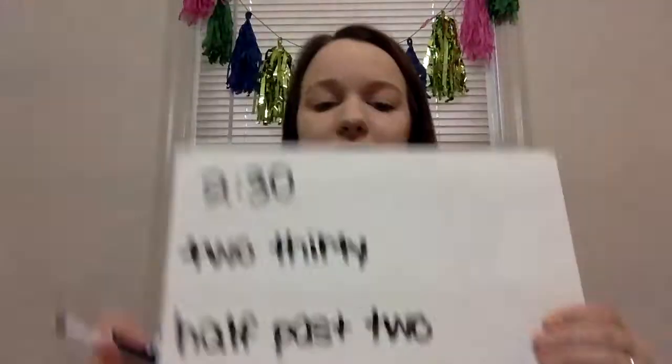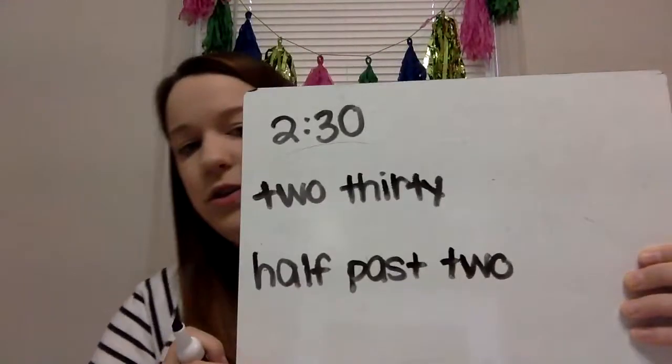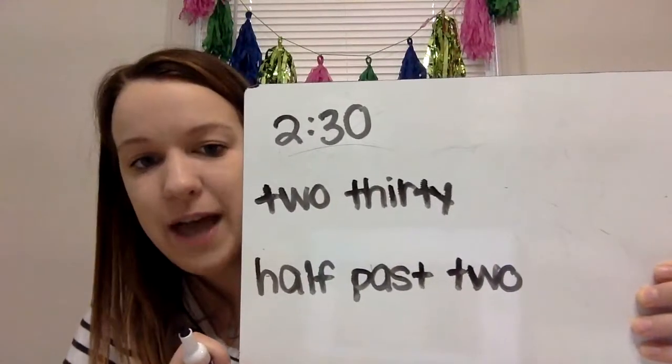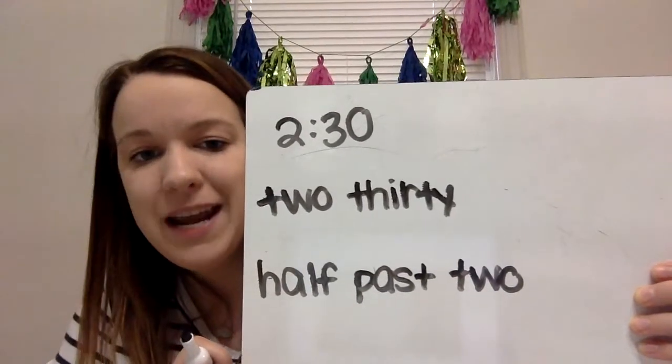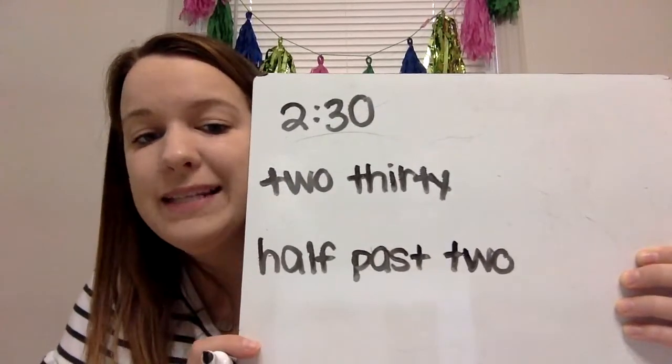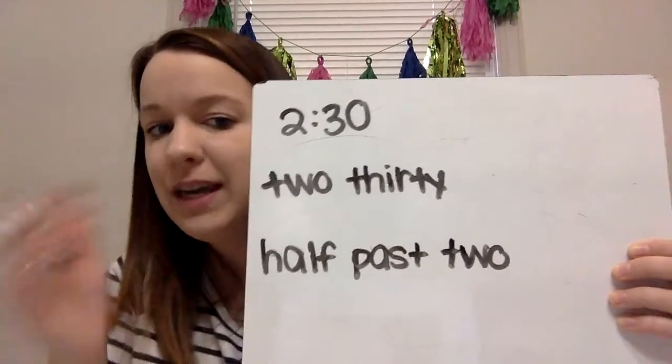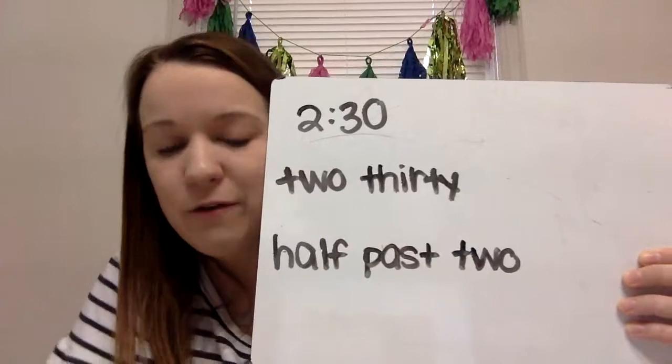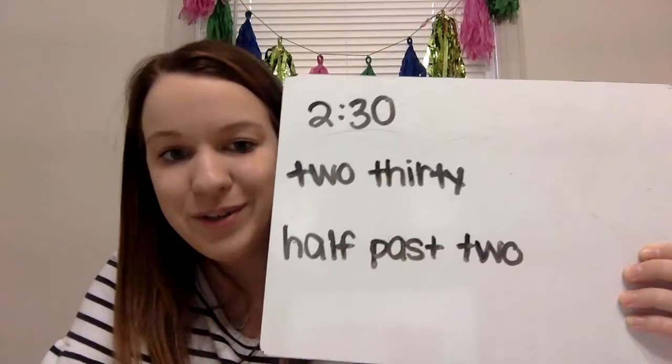All right, you ready to check? All right, so here are the 3 different ways. You have 2:30 written in a digital time. You have 2:30 written out in words. And then this one is probably the most new to you all, and it is half past 2. So again, like the other one, the 30 is half, so it's half past 2.